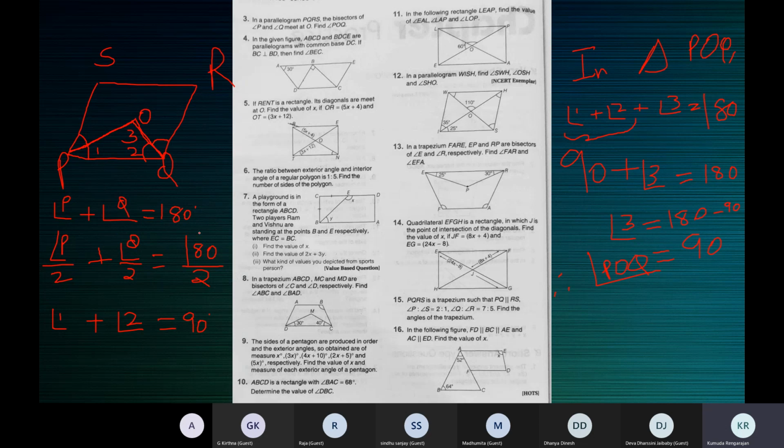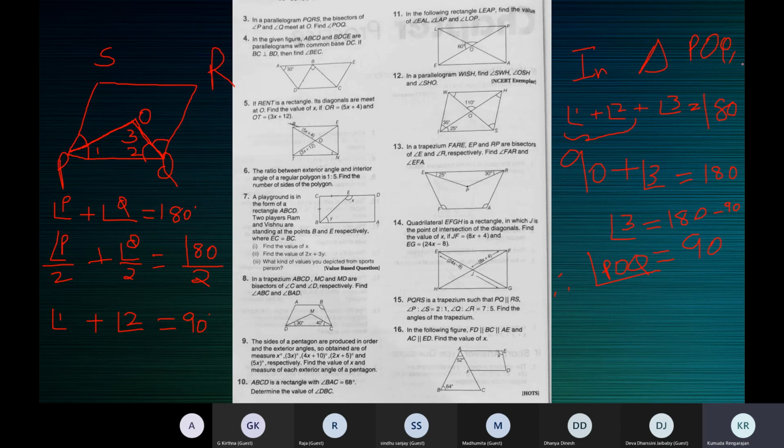Then divide by 2 throughout. So angle P by 2 plus Q by 2 is equal to 180 by 2. Now angle P means the whole angle P only. What is half of that? Angle 1. Half of angle P is angle 1. And Q by 2 means half of angle Q, that is angle 2, is equal to 180 by 2, 90. Have this result.